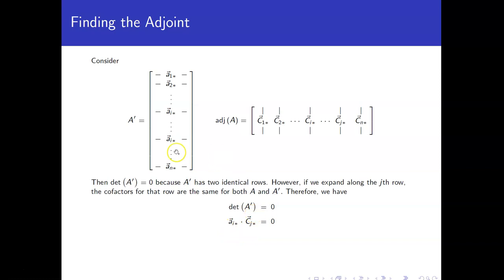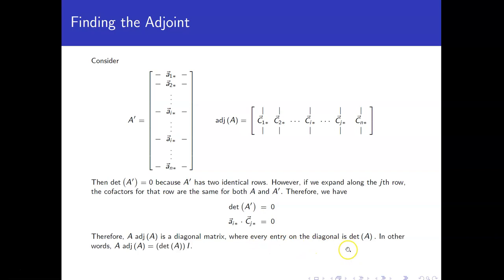To take the determinant of A prime, I expand along the jth row and multiply by the jth column over here. Do that dot product idea, but remember the jth row of A prime is the same as the ith row of A. That means that dot product is 0. So what that's telling us is that anytime the subscripts are not equal, we get 0. We said in the previous slide that when the subscripts are equal, we got determinant of A down the diagonal. Everywhere else is a 0. That means it's a diagonal matrix, and in particular, every entry on the diagonal is determinant of A.